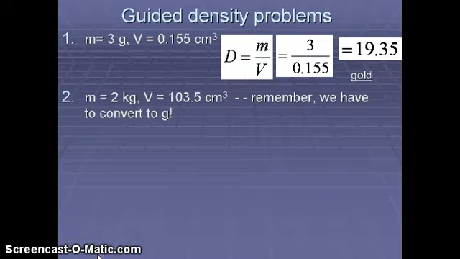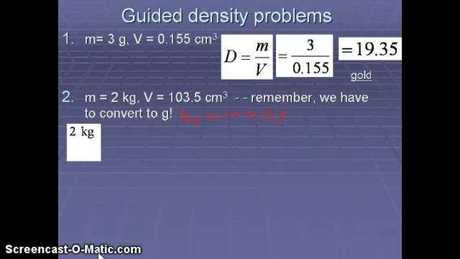Okay. Now, second problem has a mass of 2 kilograms, volume of 103.5 centimeters cubed. Remember, we have to convert from the kilograms to grams. So I'm going to use dimensional analysis because we can always use more practice with that. So our first step is to write our conversion factor. So just remember the conversion factor is 1 kilogram equals 1,000 grams.